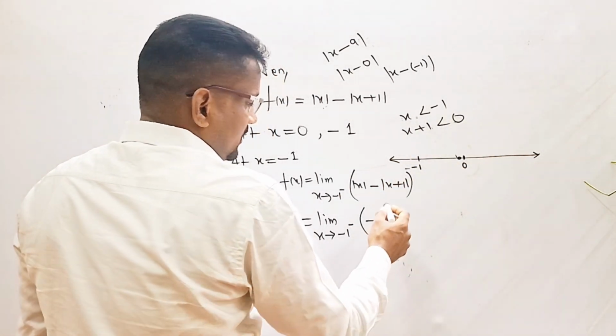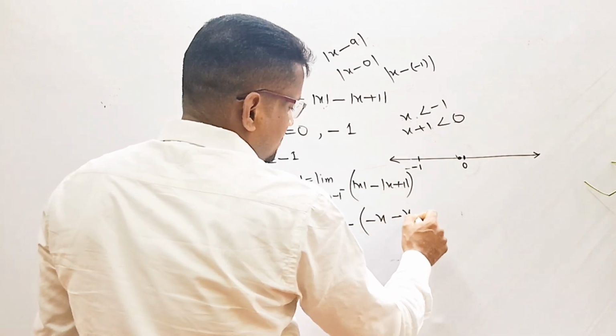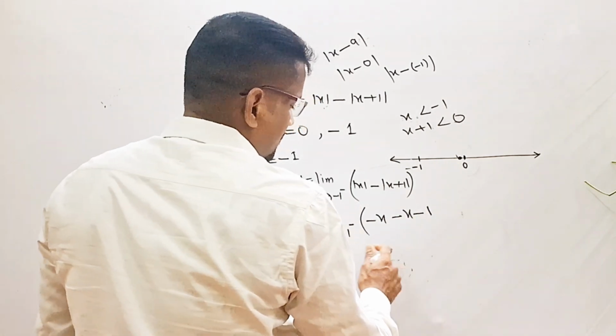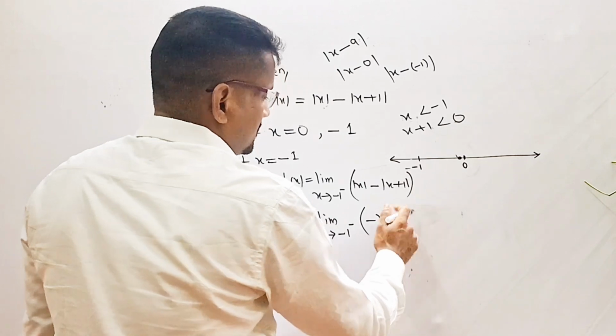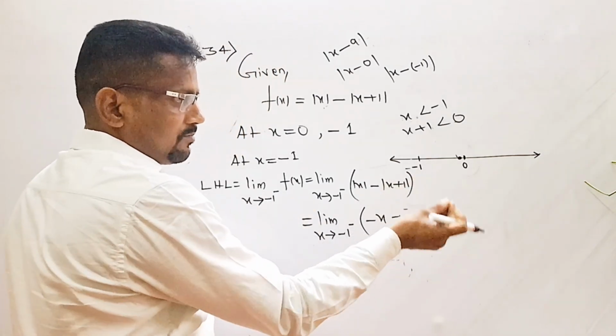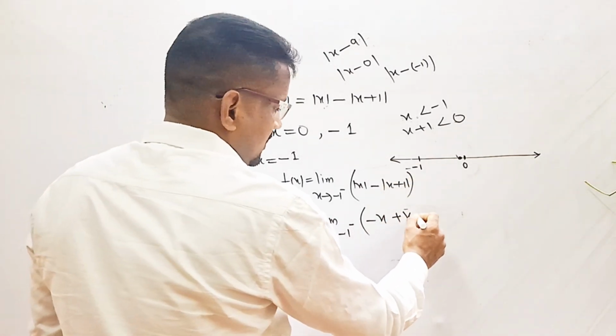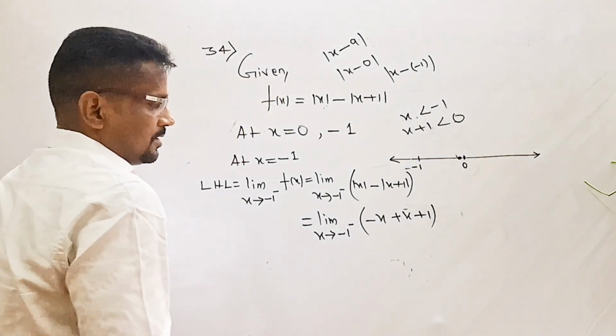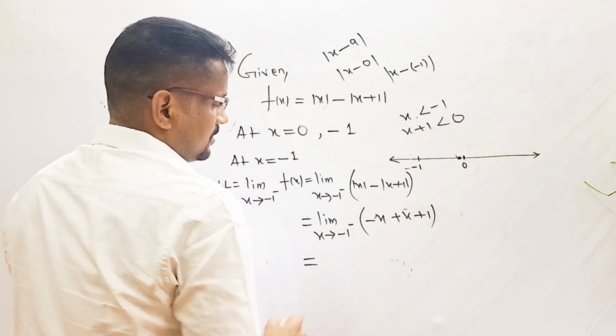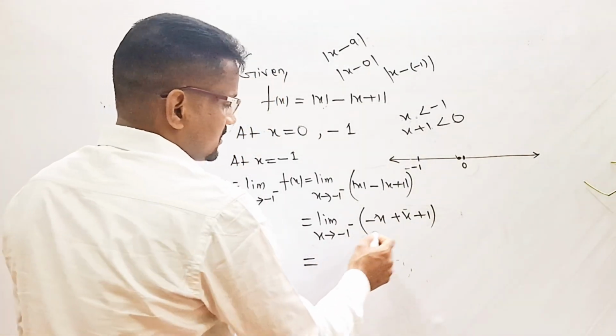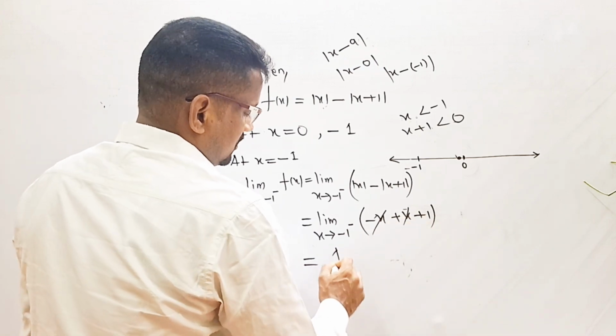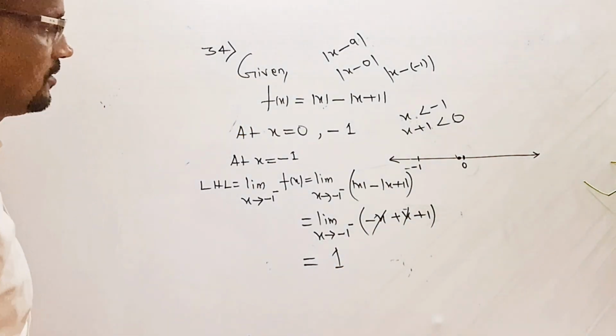Now in that case, since it is less than 0, it is minus x minus 1 that will come. Let me write it properly. The modulus of x plus 1 will be minus of x plus 1, so it will be minus x plus x plus 1. The x cancels out and 1 is left, so it will be 1. The left hand limit you obtained is 1.